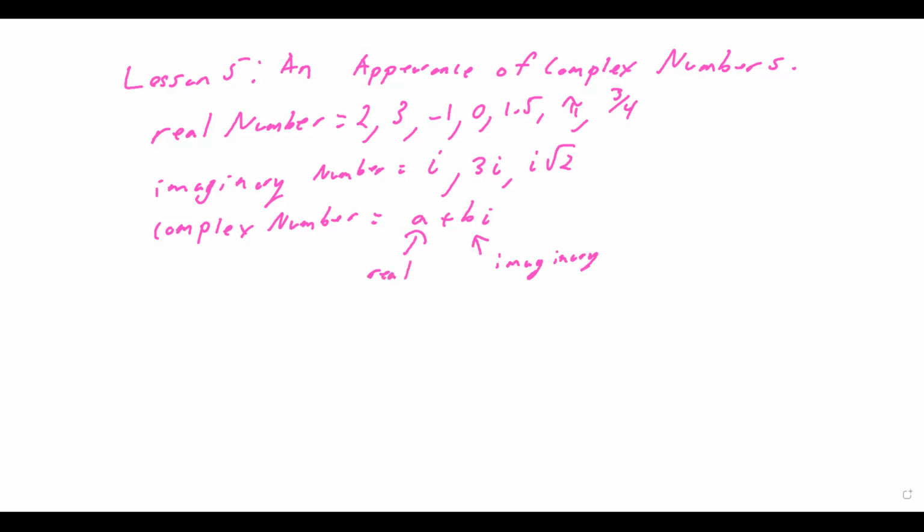So you have real numbers, you have imaginary numbers, and to make it complex, it's a real plus an imaginary. So it's when we combine the two. Can you give me an example of a complex number? Awesome. Can anyone give me another one?